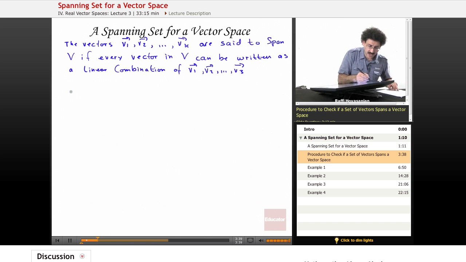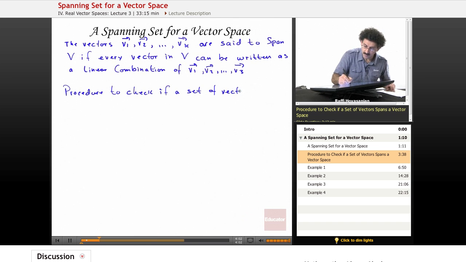Okay, now let's list the procedure to check to see if a set of vectors actually spans a vector space. Procedure to check if a set of vectors spans a vector space. VS just for vector space.